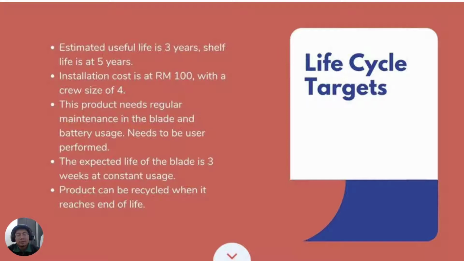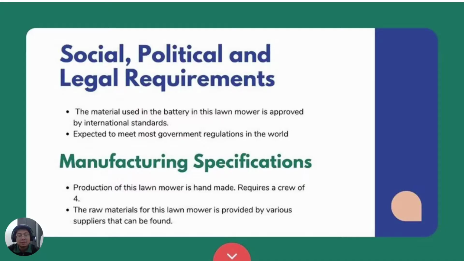Okay, moving on. These are the life cycle targets. Our estimated useful life is 3 years, while the shelf life is 5 years. The installation cost is 100 ringgit, with a crew size of 4. The product needs regular maintenance for the blade and battery usage. It can be user operated, user performed. The expected life of the blade is 3 weeks at constant usage, and the product can be recycled when it reaches end of life.